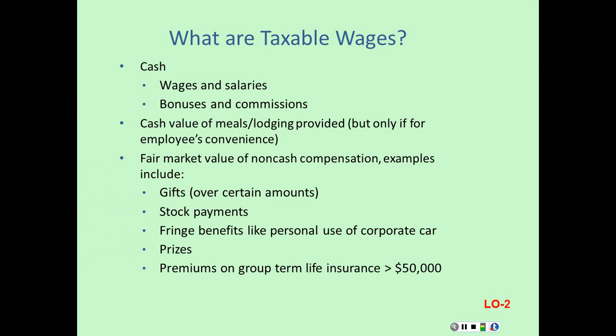Fair market value of all these things, non-cash compensation, and this is to prevent people from trying to get around the Social Security laws. So they're going to bring that stuff in too. So you can't pay someone in non-cash items, give them things of value to try to avoid Social Security. Life insurance premiums, prizes, fringe benefits like the use of a corporate car, that's a form of compensation and it's brought in and calculated. Payment in stock, gifts.